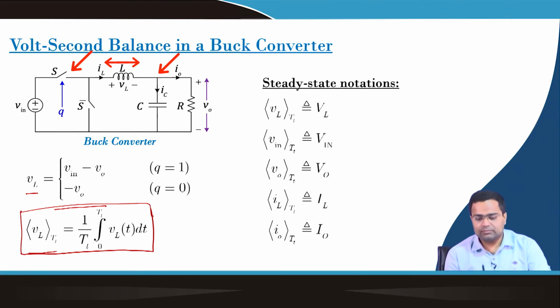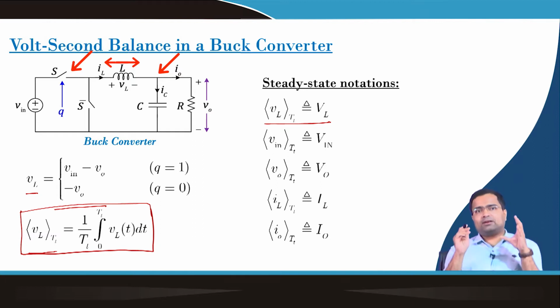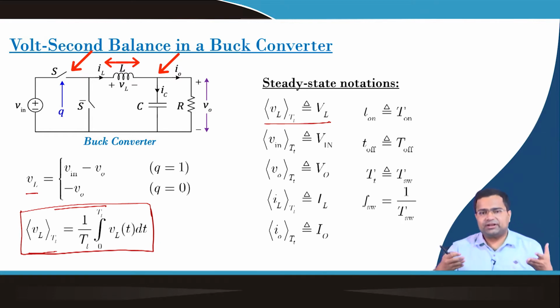0. Now, before we move forward, we just want to make sure that the steady state notations are clear. All capital quantities represent the steady state values like VL, V in, V0, then IL, I0, all are steady state quantities. If we take the timing constants like on time, capital T on, capital T off, then TSW is the switching period at steady state, and FSW, which is the switching frequency, is equal to 1 by time period.